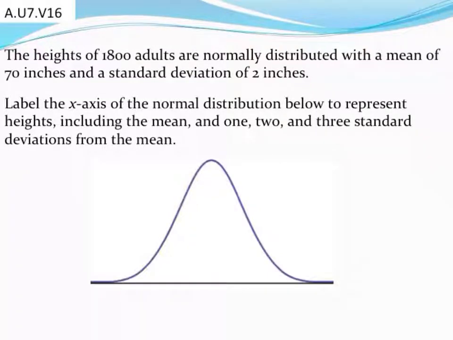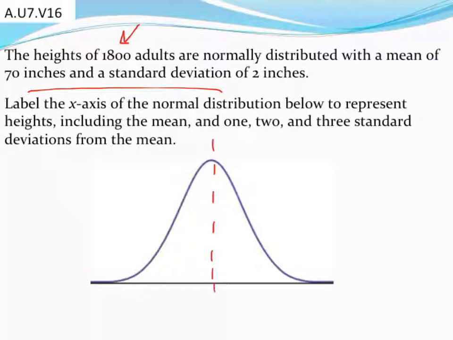Just like we did in our last video, let's start by labeling this normal distribution curve with our mean and our standard deviations for the different heights of some adults. Now you'll notice we surveyed, or we measured, 1,800 adults. That won't matter for this first part, but we're going to come back and remember that number in a little bit for some questions.